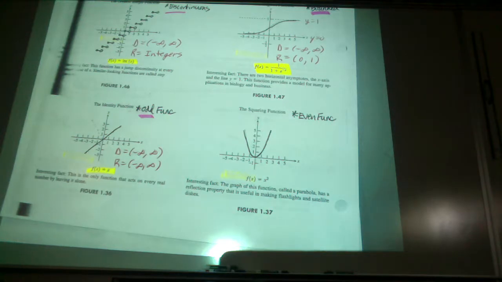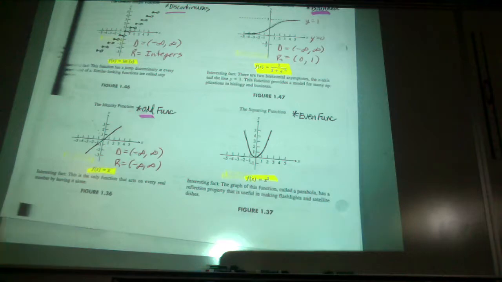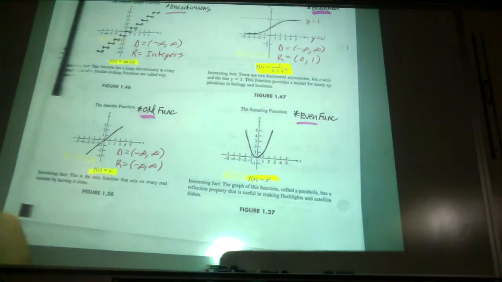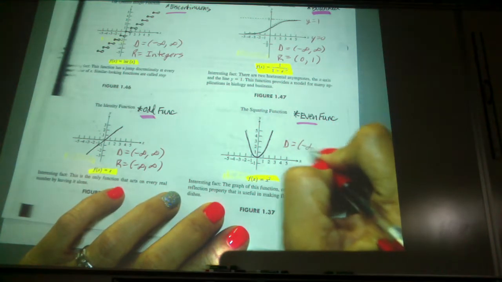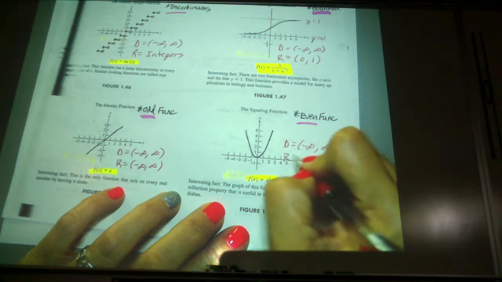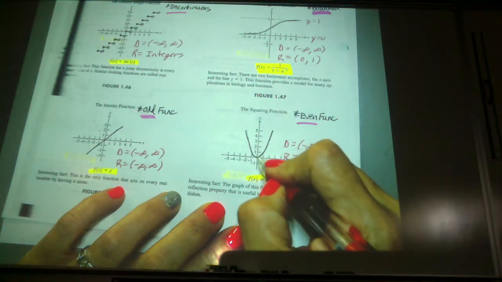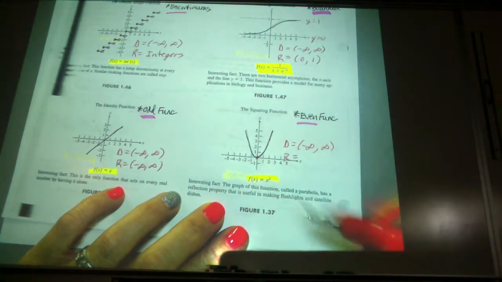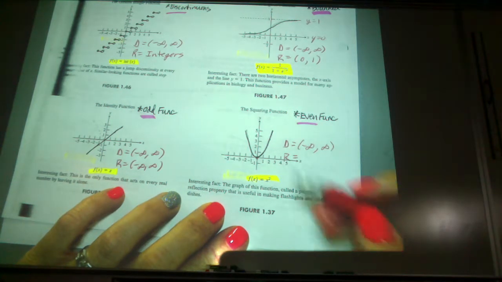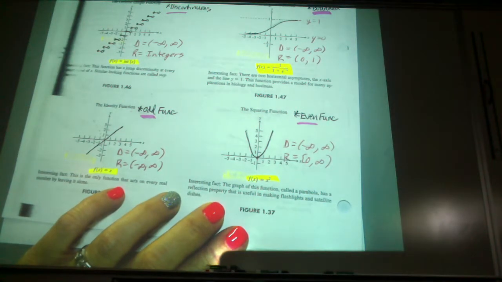The squaring function, that is an even function because it is symmetrical to the y-axis. What's the domain? So it is unrestricted. And the range, what's the lowest range value it comes to? 0. Does it include 0? Is a y value of 0 on an ordered pair there? Isn't that 0, 0, the origin, right? So it does have a y value of 0. So we are going to include it, and it does go to infinity.